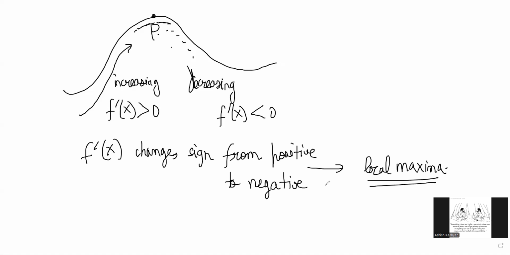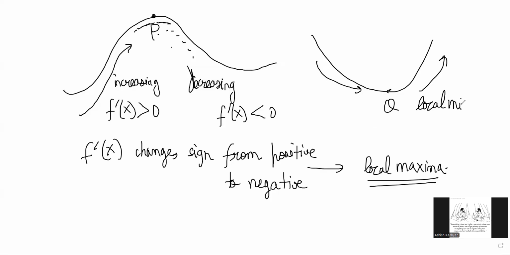I hope everyone is understanding what I'm saying right now. And if you look at an alternative point where the function was decreasing and then increasing, then this point Q will be a local minima. And the reason for that is that f dash x was negative here and f dash x is positive here. So the graph was decreasing and then it started increasing. Correct? I hope it is clear so far what we have done.